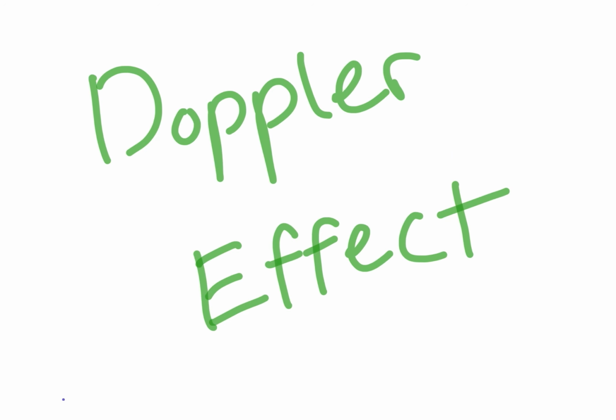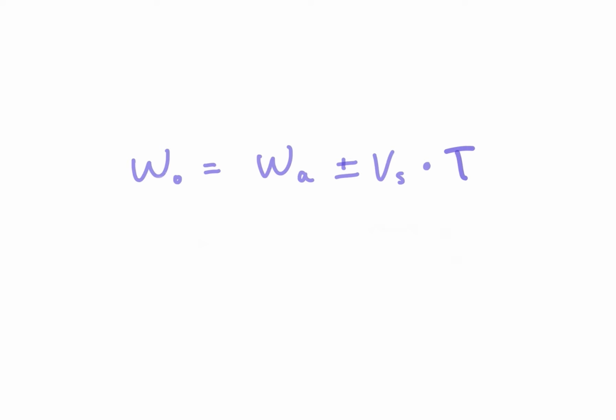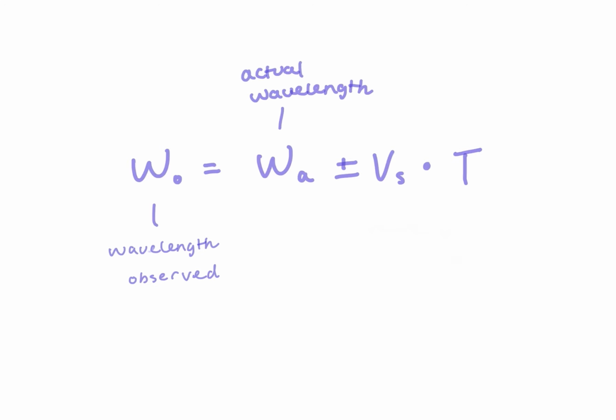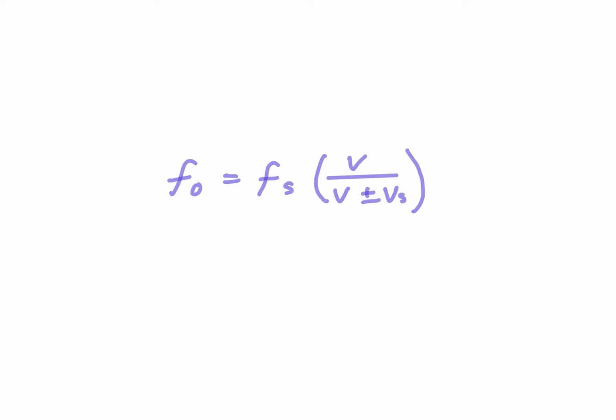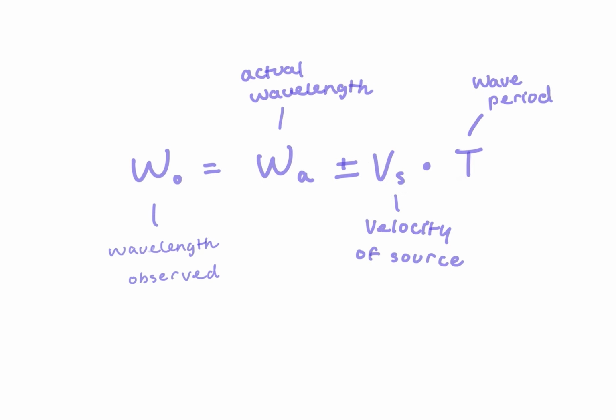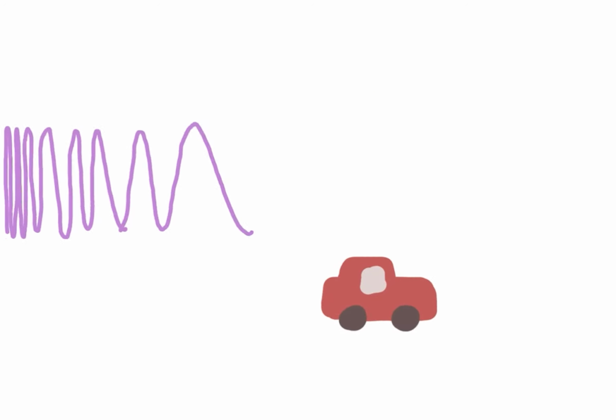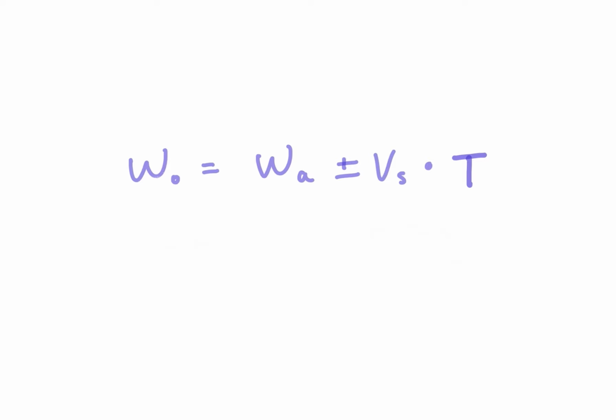You may be familiar with this equation from school. The wavelength observed equals the actual wavelength plus or minus the velocity of the source times the period of the wave. You may have seen the frequency version like this. The wavelength controls how we experience the wave. Hence, when an object is moving, we experience a pitch change of sound or color shift of light. Let's break this down quickly.